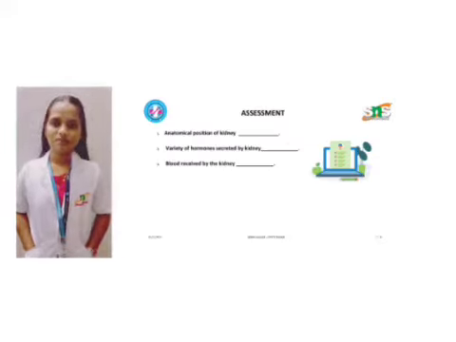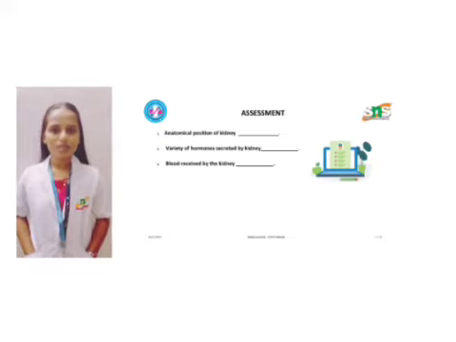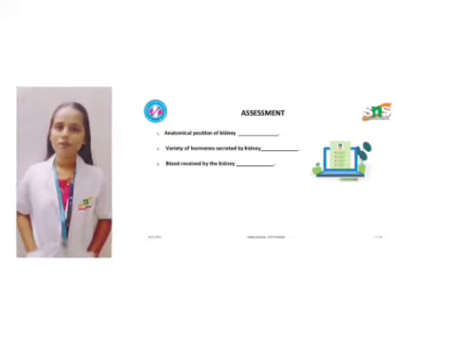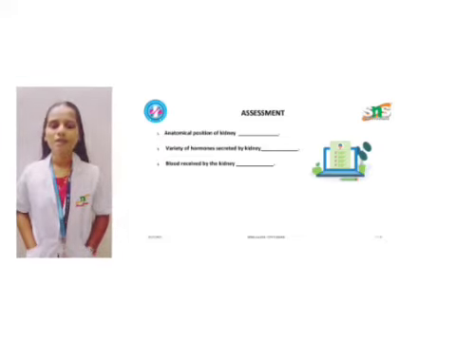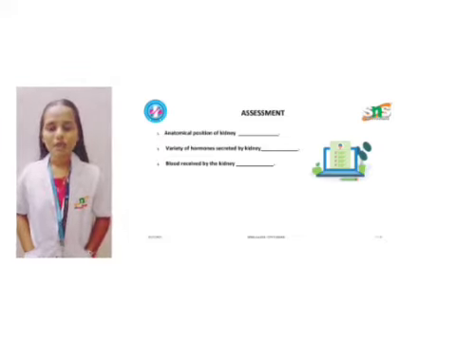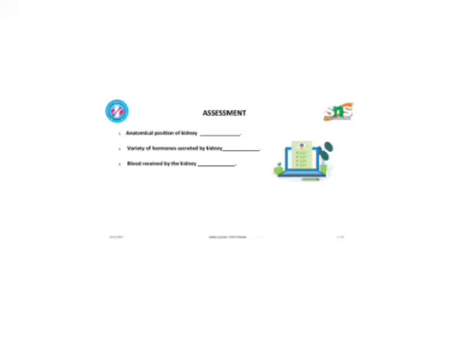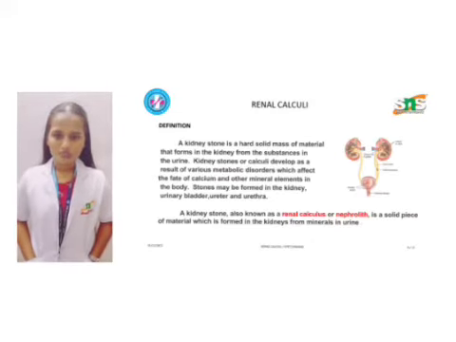Let's move into the assessment session. First question. Anatomical position of the kidney. Second one. Variety of hormones secreted by kidney. Third question. Blood received by the kidney. Answers for the assessments. Anatomical position of kidney: posterior to the abdominal wall. Variety of hormones secreted by kidney: erythropoietin, calcitriol, renin. Blood received by the kidney: 1200 ml per minute.